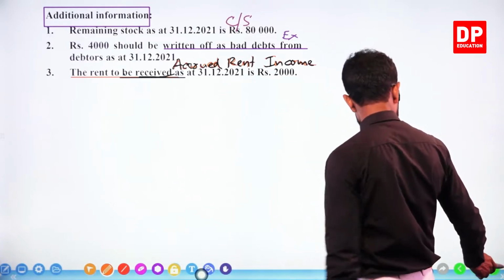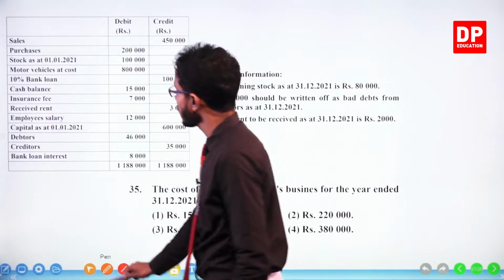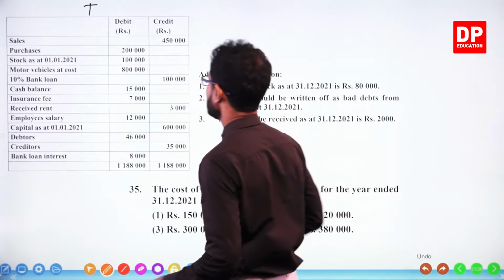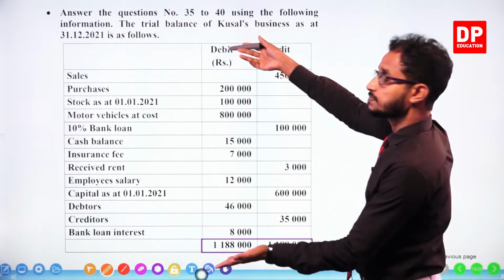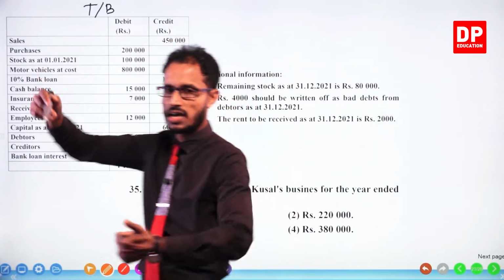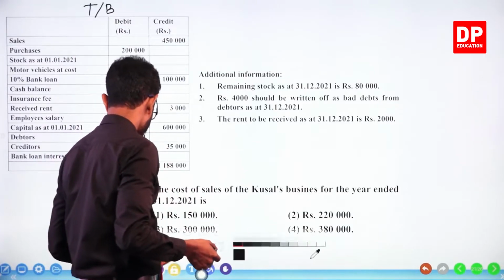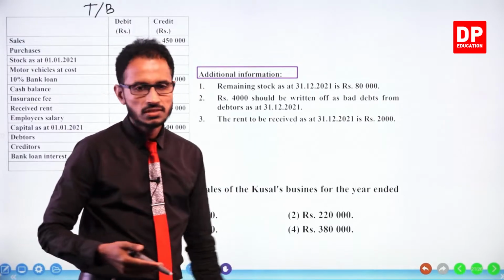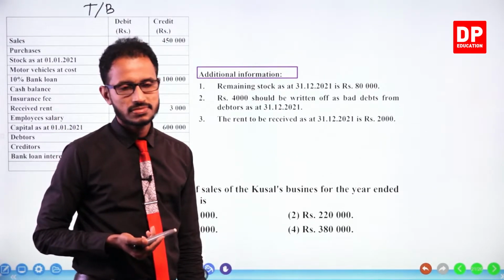Okay. Next, what do we have? We have the question here. The trial balance is given here, the same trial balance, just for your reference. Additional information is also given here. It's easy for you now, when we have the information side by side with the question, it is easy to refer. That is why I am arranging the slide like this.